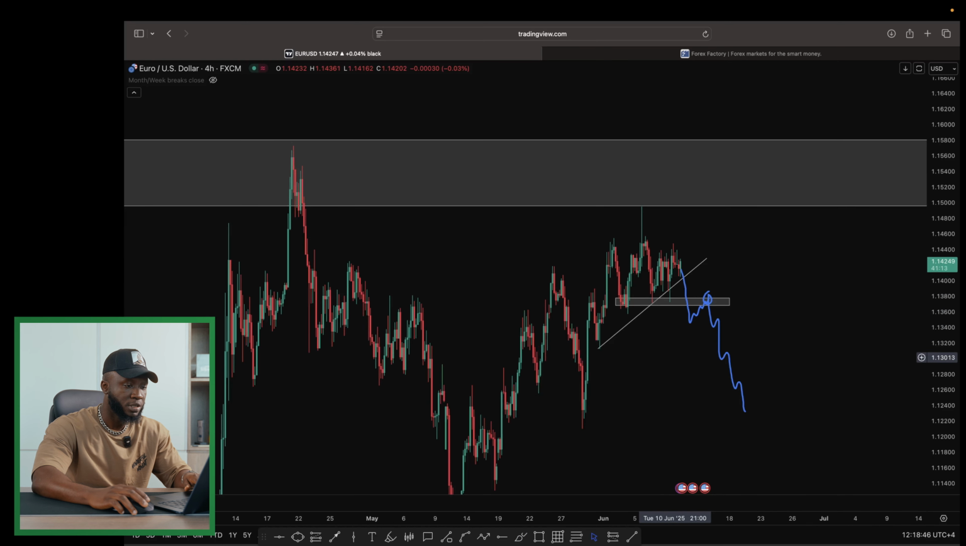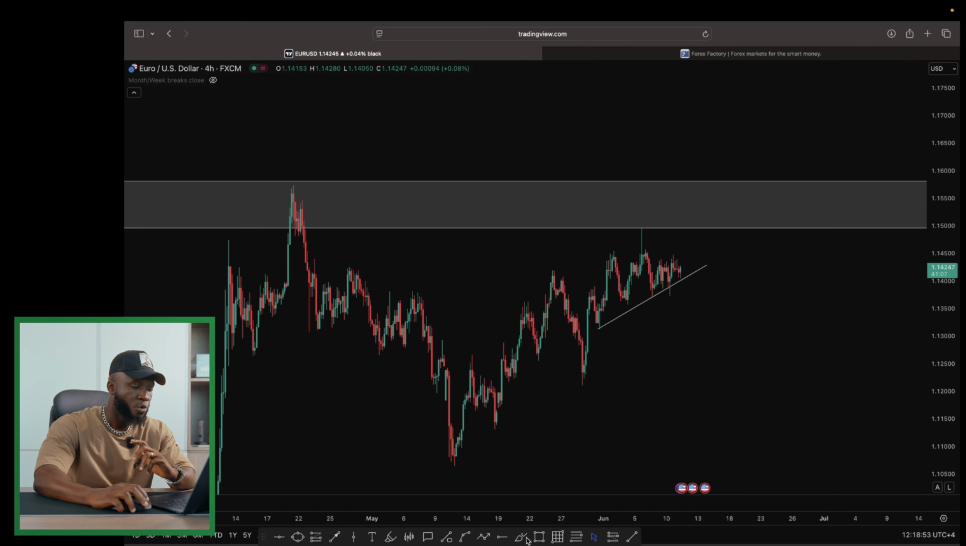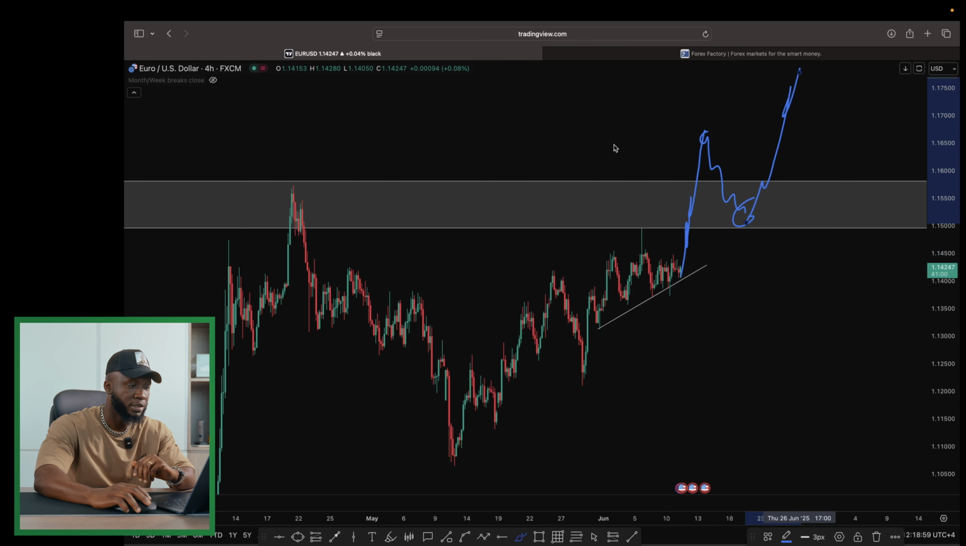For the buying opportunities, I'm not really up for them, as I said, since we are below this structure. But going forward, if we get a massive break right here, then this is where we can wait for pullbacks and then continue with this trend after trading above this resistance level.